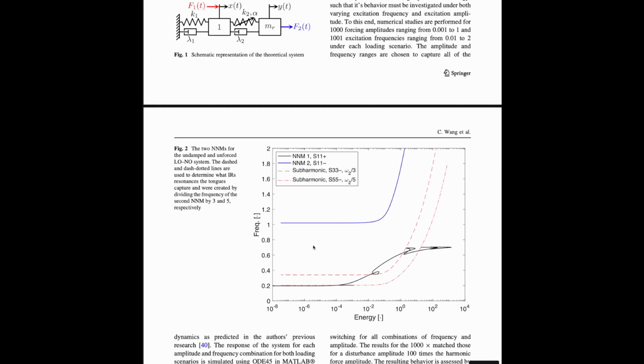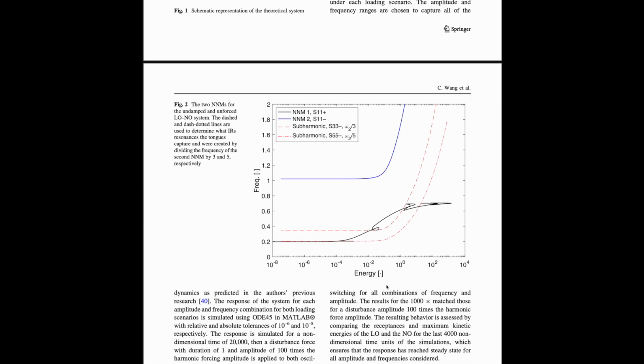Here are actually what the two nonlinear normal modes look like for the system. The bottom black one here is the first, the S11 plus branch. Above that is the S22 branch. And then you have some subharmonics showing 3-to-1 and 5-to-1 internal resonances.